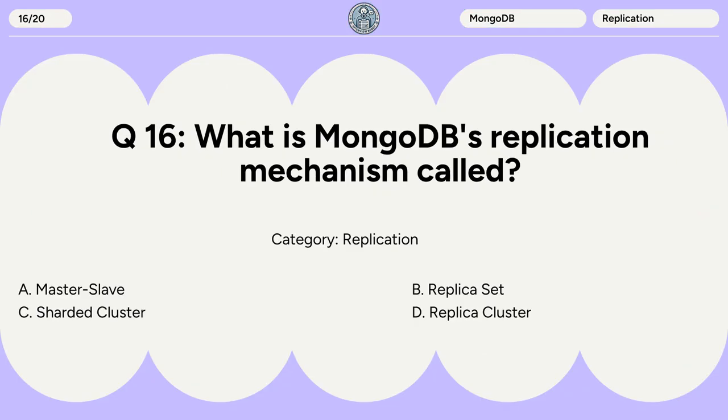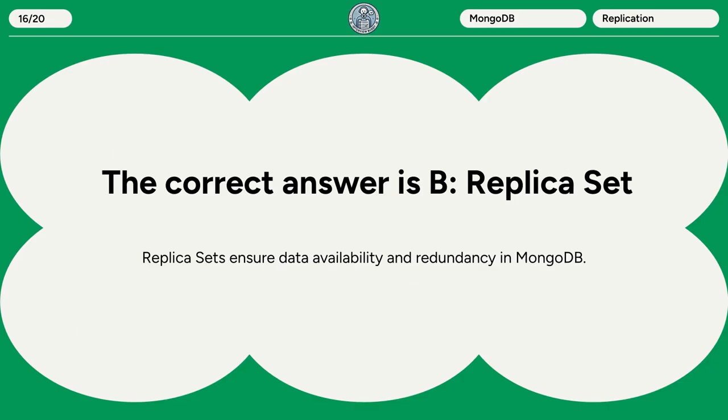Question 16. What is MongoDB's replication mechanism called? A. Master-slave. B. Replica set. C. Sharded cluster. D. Replica cluster. The correct answer is B. Replica set. Replica sets ensure data availability and redundancy in MongoDB.